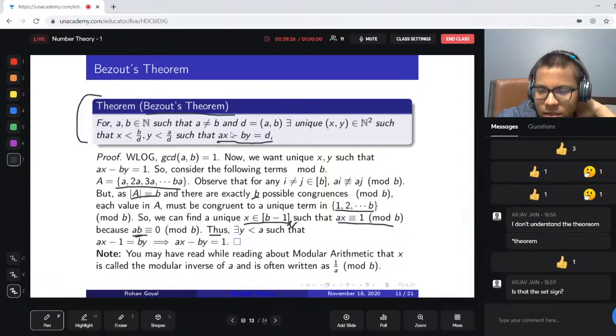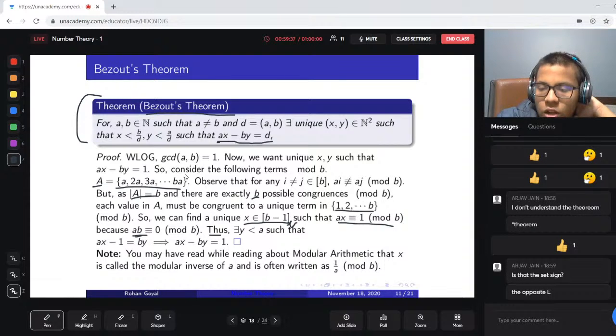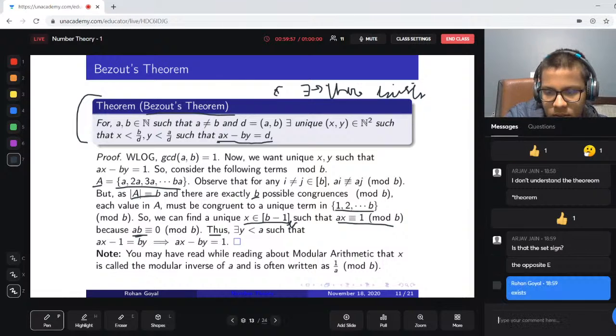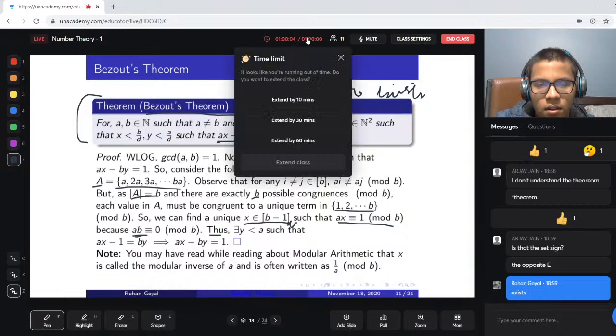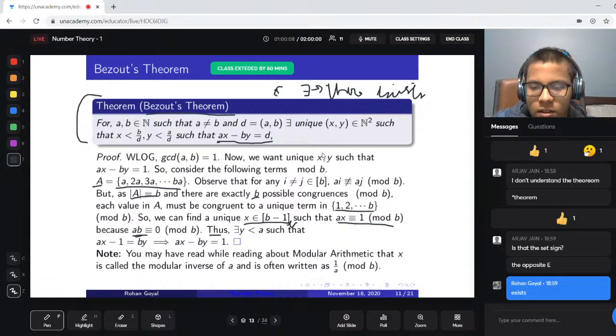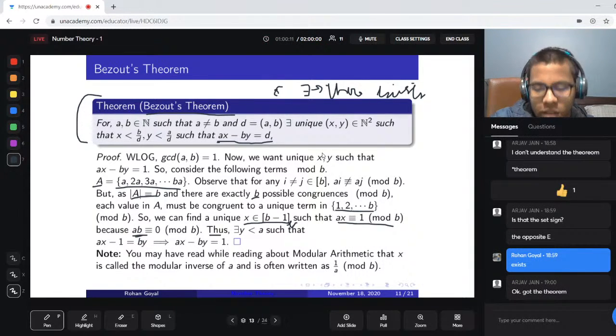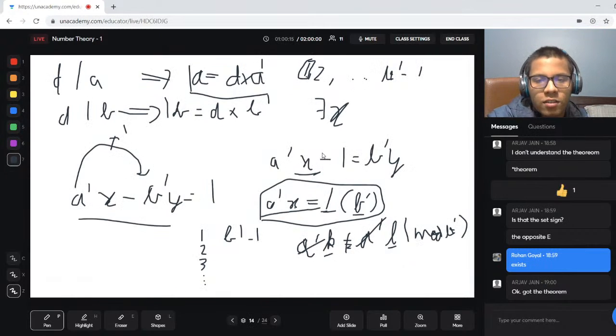So, yes, A, 2A, 3A, till BA is a set. As I told you earlier, this is the symbol for there exists, or just exists. Symbol for exists. Okay. All right. Okay, now I'll move on.